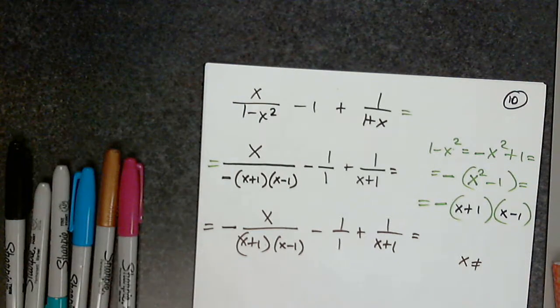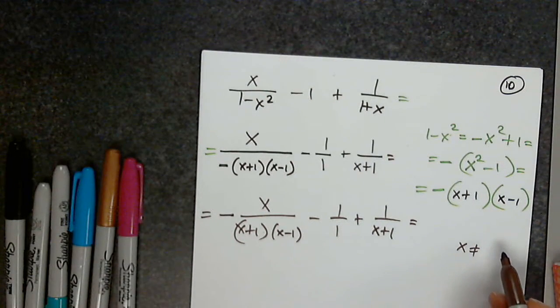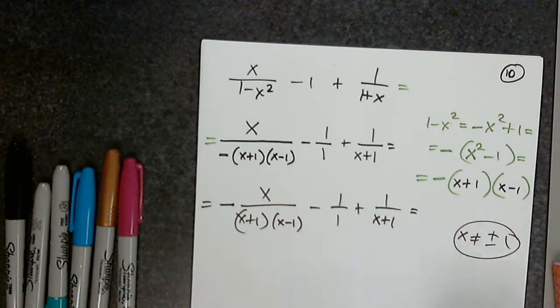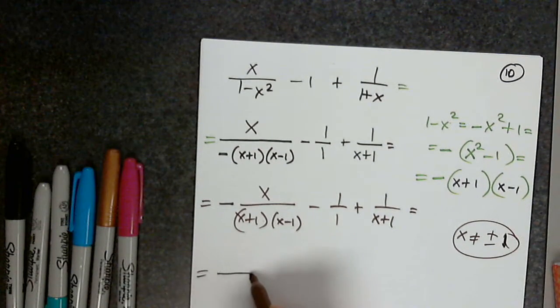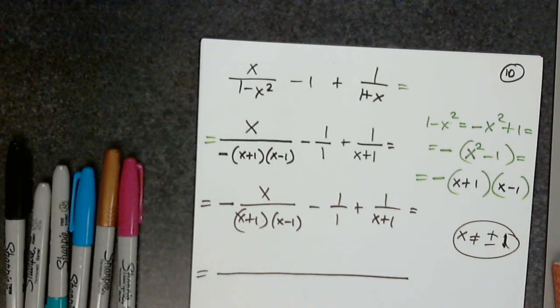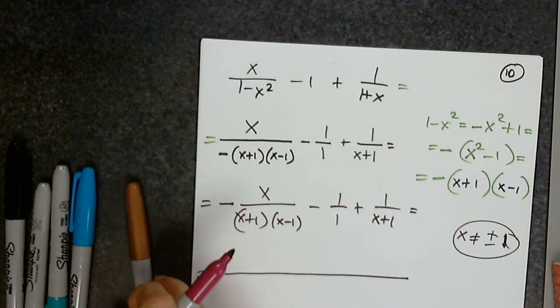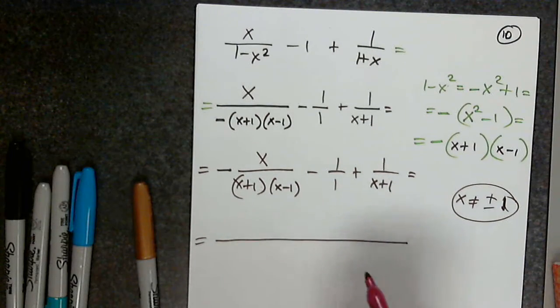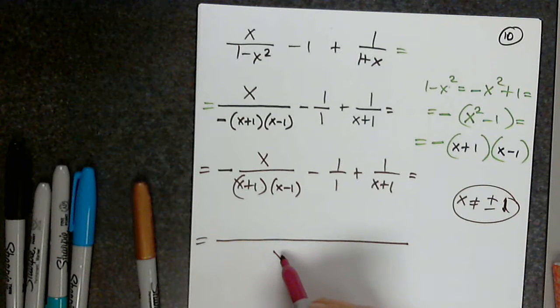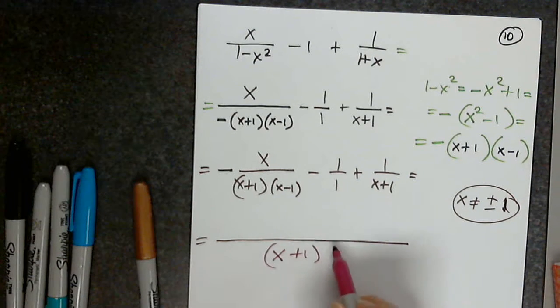So x cannot be... Very good. That's the restriction. Excellent. 1 or negative 1. And now I have to find the LCD. All different factors taken, written with the highest power without adding powers. So then the denominator will be... that's it.